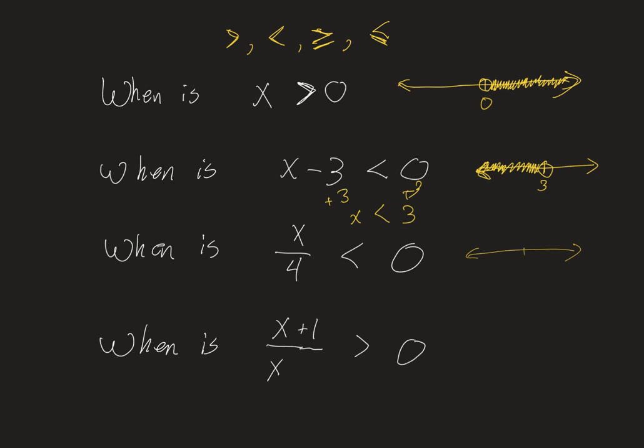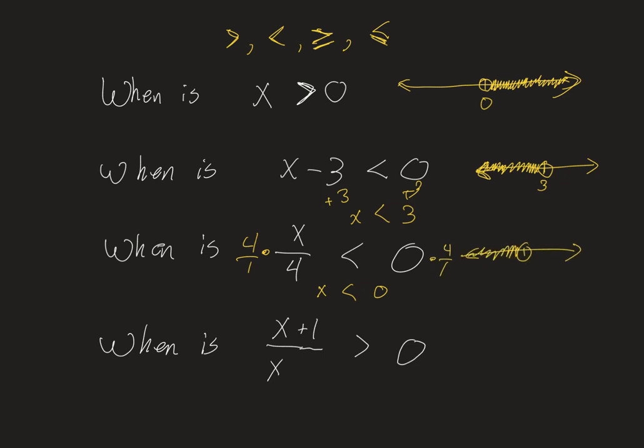Now what? Solving for x. You can multiply both sides by 4/1. Multiply both sides by 4/1. X is less than 0 again. So now we're back to 0. Open dot, shade to the left.